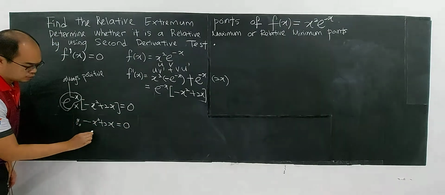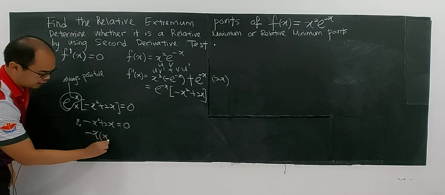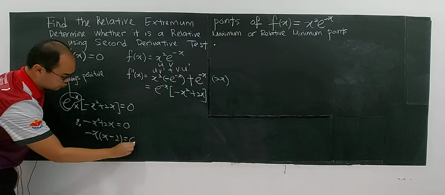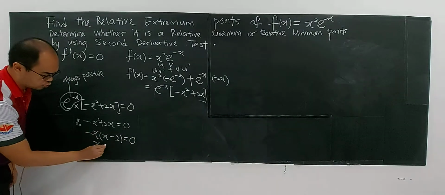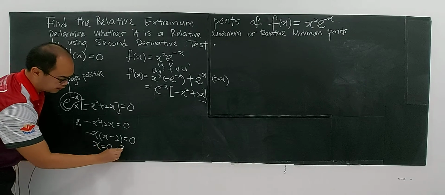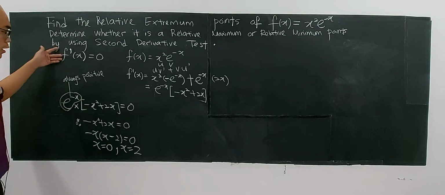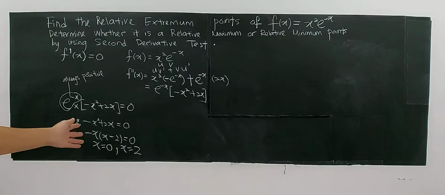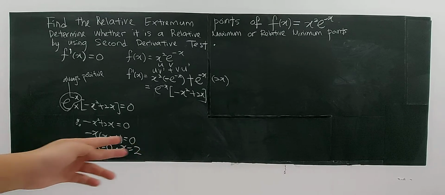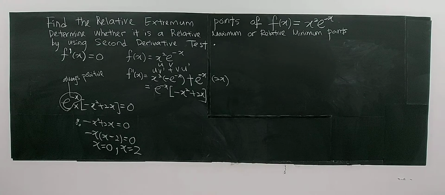Factorizing, you can take out negative x, then you have x minus 2, since negative x squared plus 2x is negative x times x minus 2. So you get two roots, x equals 0 and x equals 2. If f prime x is 0, this is your stationary point, or what we call a relative extremum point. It can be a maximum or a minimum.